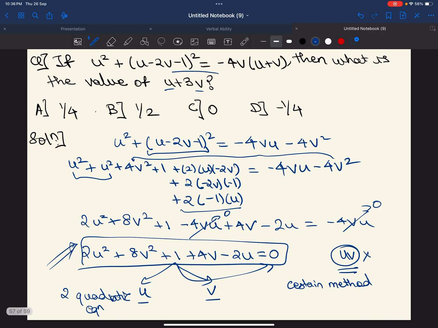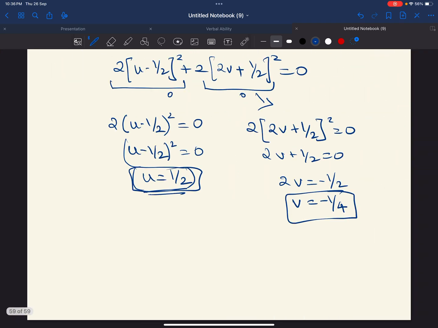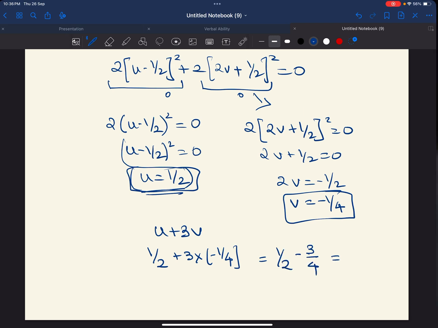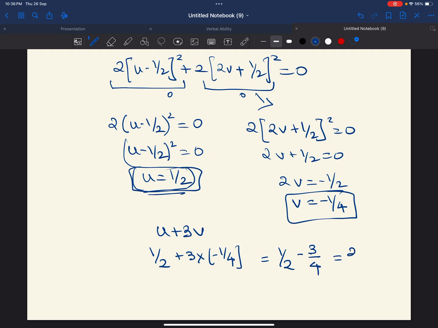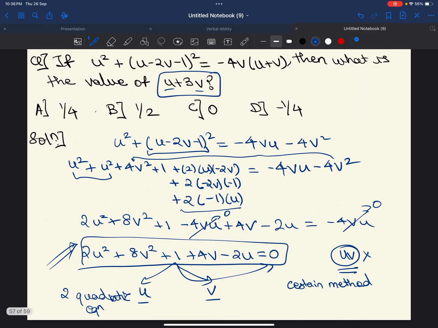Now we can calculate u plus 3v. So u plus 3v, u is 1 by 2 plus 3 times minus 1 by 4. This becomes 1 by 2 minus 3 by 4. We will just adjust the denominators, and this becomes minus 1 by 4. The option is D.